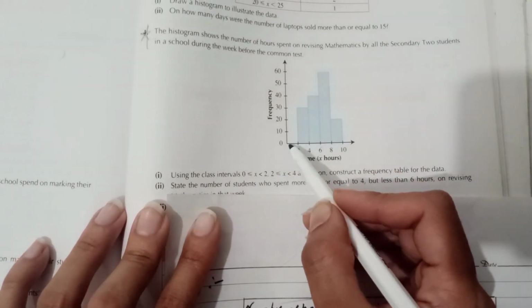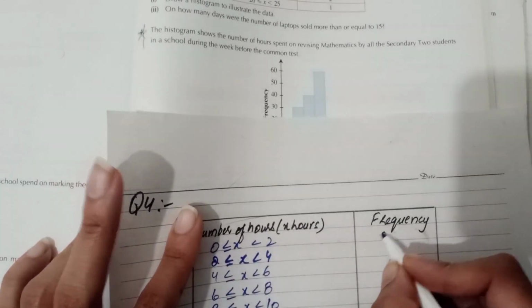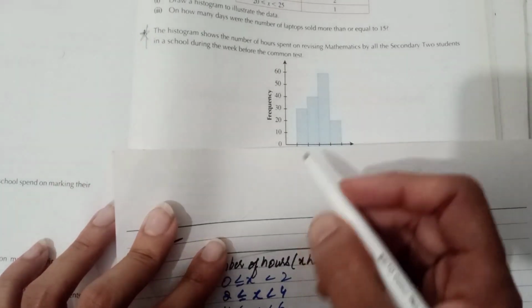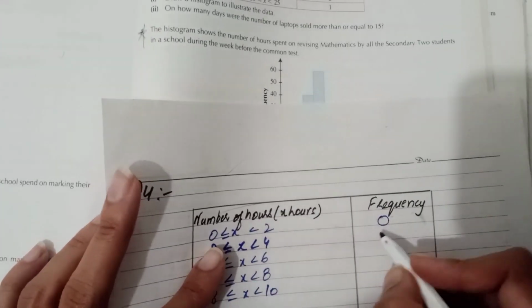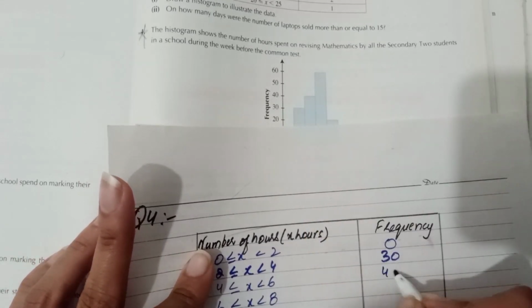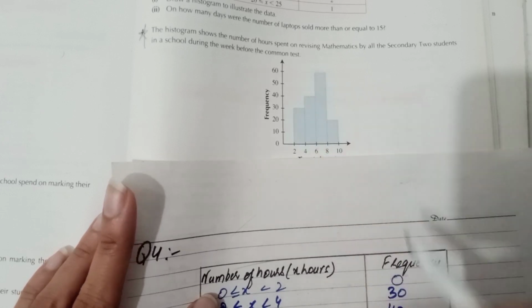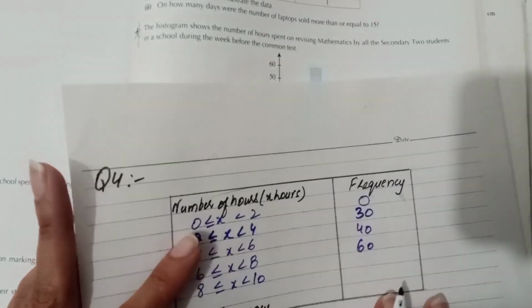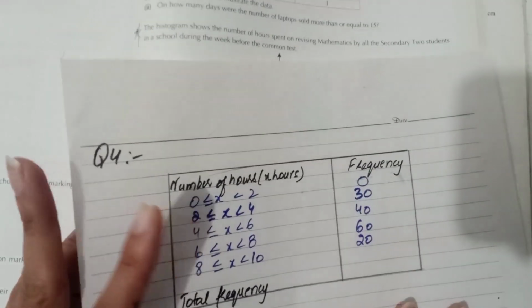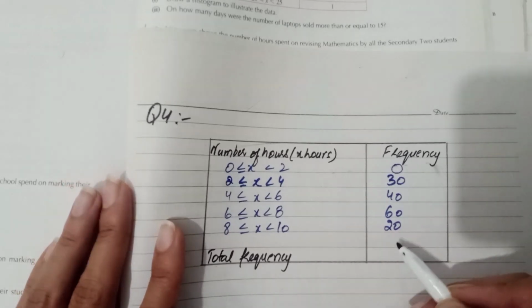Now from 0 to 2 there is nothing, which means its frequency is 0, and from 2 to 4 it is 30, and from 4 to 6 it is 40, and from 6 to 8 it is 60, and from 8 to 10 it is 20. Now students, that is the number of hours and that is the frequency.